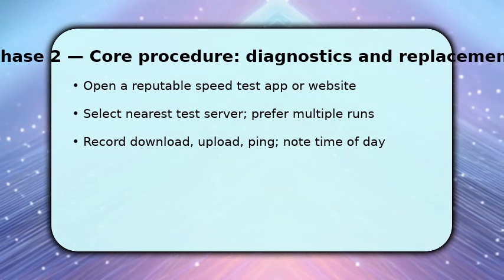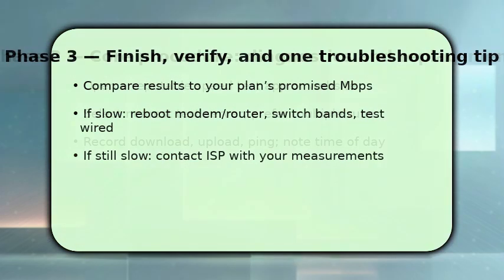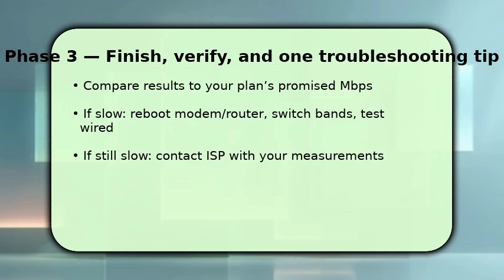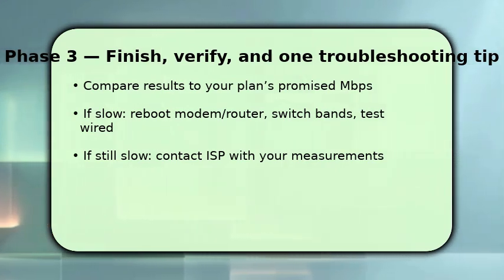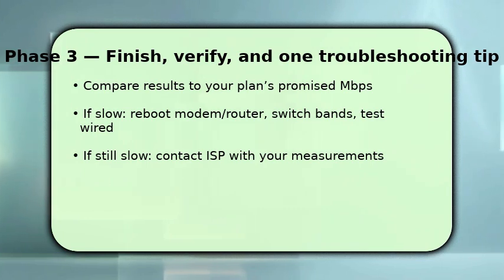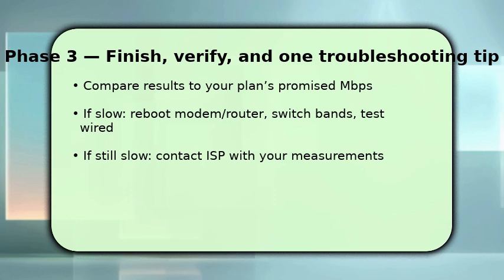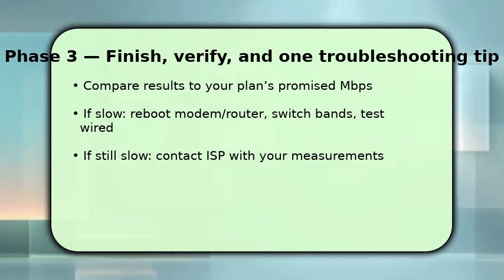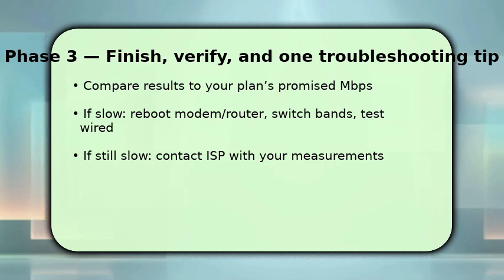Finally, interpret your numbers. Compare average download and upload Mbps with what your plan advertises. If results are low, reboot your modem and router first, then test on a wired connection and switch between 5 GHz and 2.4 GHz to isolate Wi-Fi issues. If the problem persists, call your ISP and give them the test times, servers, and averages. They can check line quality. One tip: if speeds fluctuate wildly, check for interference or too many connected devices.